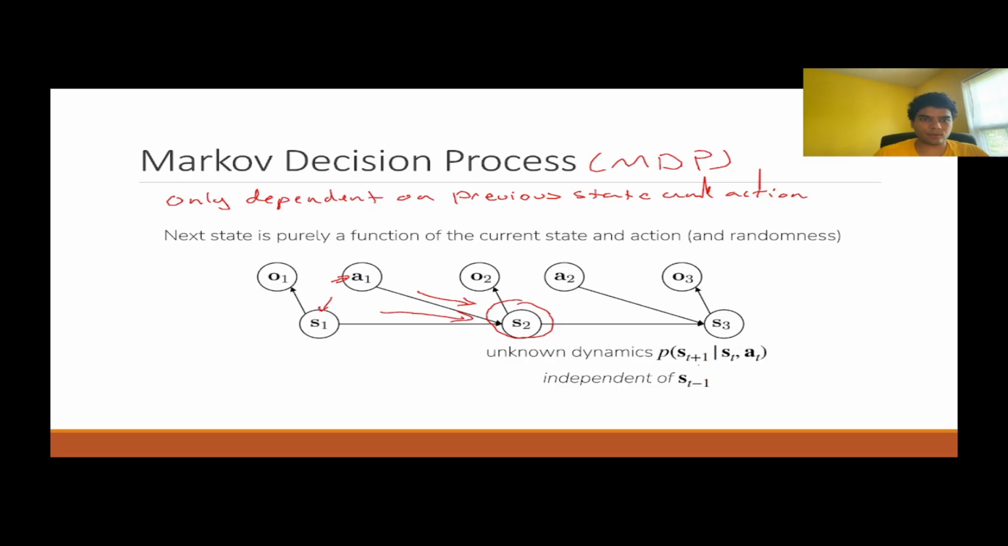The next state is only dependent on the previous state, not the state before that. So what this means is that state three is only dependent on state two and action two. It's not really dependent on state one. Okay, so that's MDP, Markov decision process. Really, it's just a simplification that the next state is only dependent on the previous state and action.